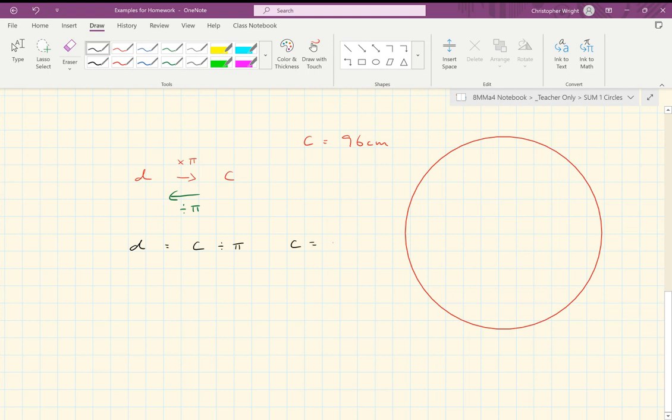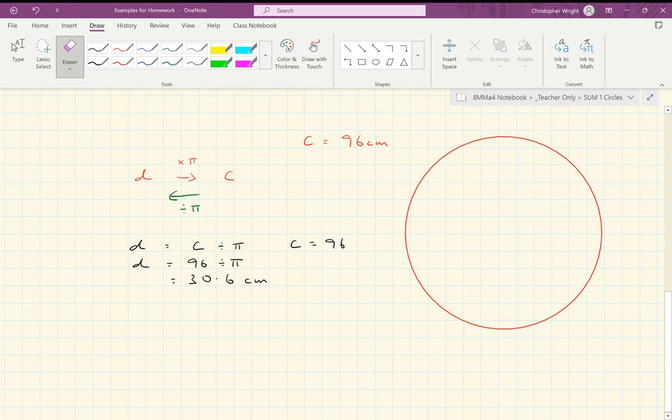In this case, the circumference is 96. So the diameter is going to be 96 divided by pi. So I'm going to do that on my calculator now. 96 divided by pi, and I get the answer 30.55. So it's going to be 30.6 centimeters. So that's the diameter.